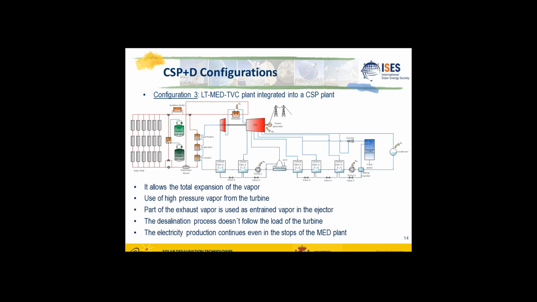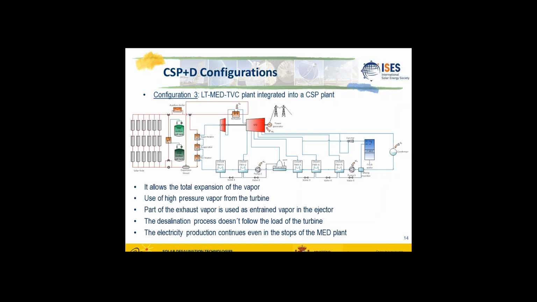So, what are the typical configurations that we can propose for a CSP plus D plant? Okay, this is the simplest. The idea is that we remove completely the condenser of the solar power plant, and instead of that condenser, we install a low temperature multi-effect distillation plant.